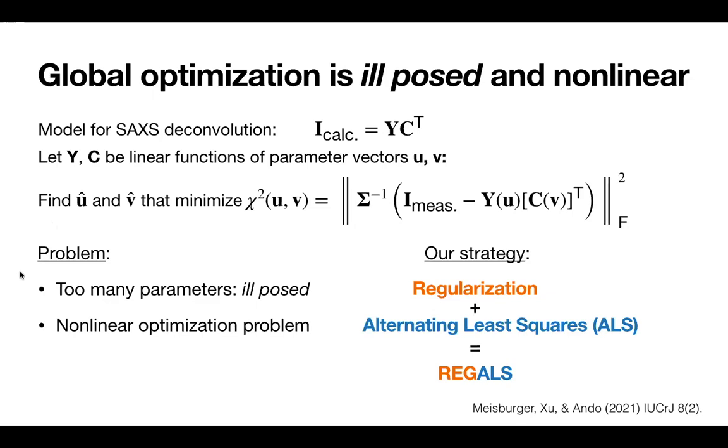Okay, so the problem is that this optimization problem is ill-posed because we have way more parameters than the data can actually restrain. And it's also nonlinear, meaning that you can't just write down a really quick solution. So our strategy for addressing ill-posedness is to use regularization. And to solve the nonlinear optimization, we're going to use an algorithm called alternating least squares. And now you can see where the name REGALS comes from. It's regularization with alternating least squares.